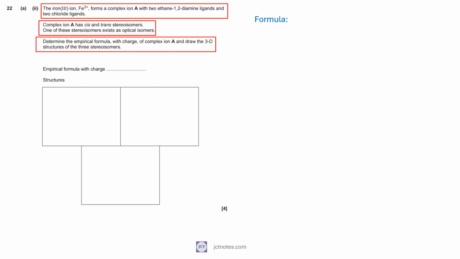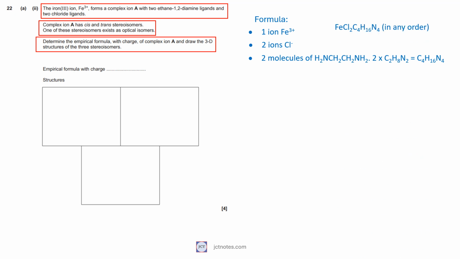This is going to be formed by 1 iron 3 plus ion, 2 chloride ligands, which usually act as Cl minus ions, and 2 molecules of ethane-1,2-diamine. The formula of each ethane-1,2-diamine molecule is 2 atoms of carbon, 8 atoms of hydrogen, and 2 atoms of nitrogen. 2 molecules of ethane-1,2-diamine will double these amounts. Adding all together, we have 1 atom of iron, 2 of chlorine, 4 atoms of carbon and nitrogen, and 16 of hydrogen, written in any order.